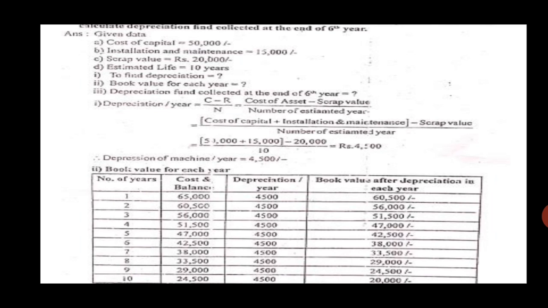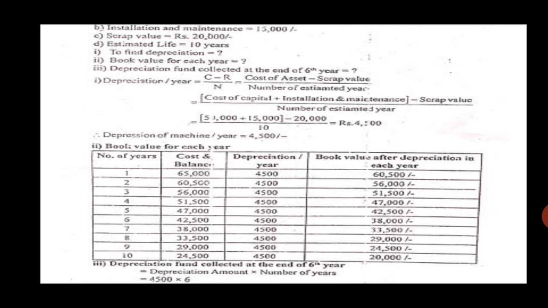And then depreciation fund collected at the end of 6th year. I already explained to you that we keep collecting the depreciation fund every year, so that after the useful life of the equipment, we have enough funds to buy the replacement equipment. So depreciation per year, here with the straight line method, is very simple.